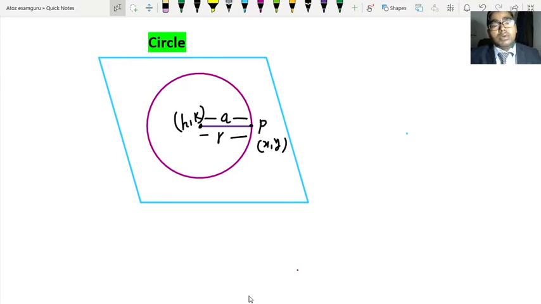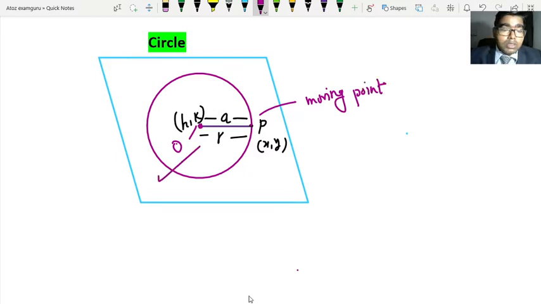Today we will study the important topic of coordinate geometry, that is, the circle. So let us see. This is the general diagram of a circle, right friends? This point O, you see, is called the center of the circle, or a fixed point of the circle, and this point P is a moving point.